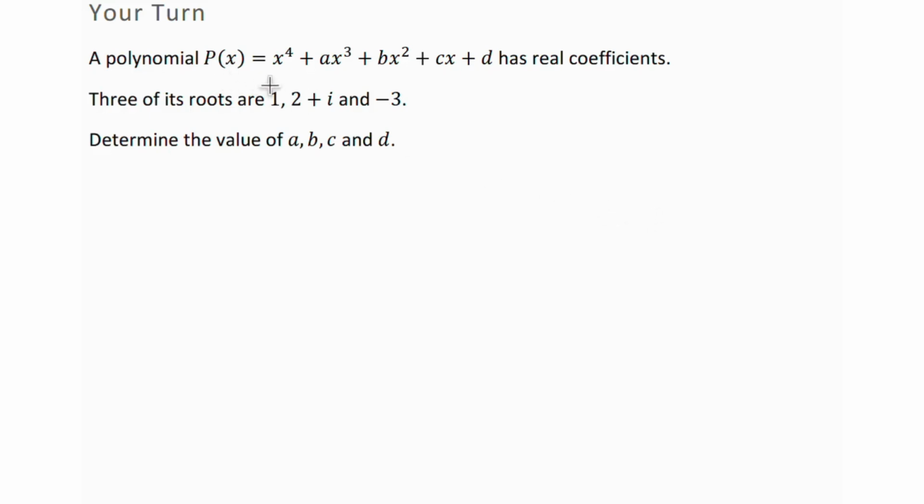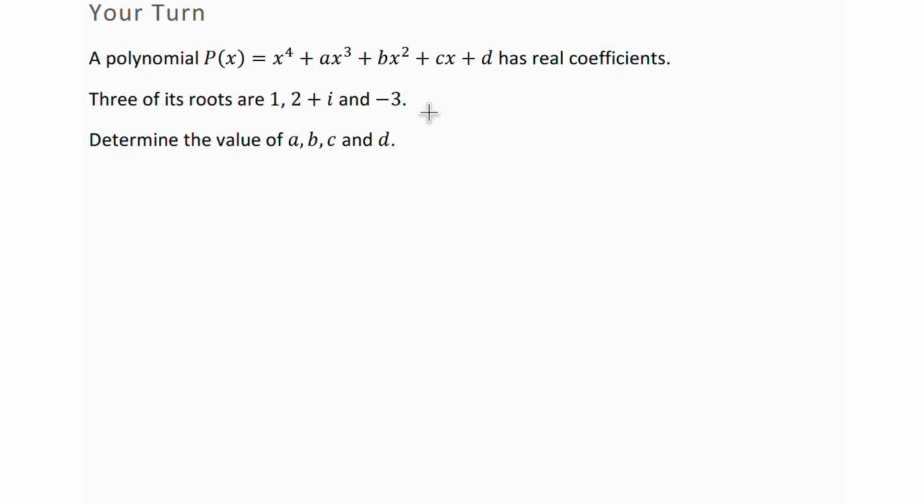A polynomial given by this has real coefficients. So that's a, b, c, and d are all real. Three of the roots are 1, 2 plus i, and minus 3. Determine the values of a, b, c, and d.